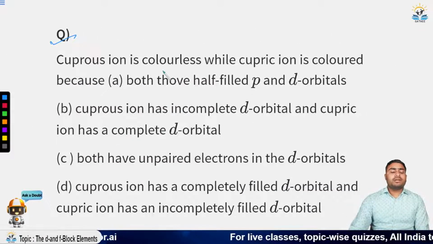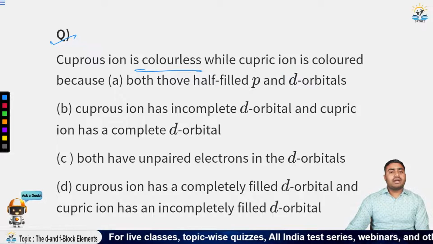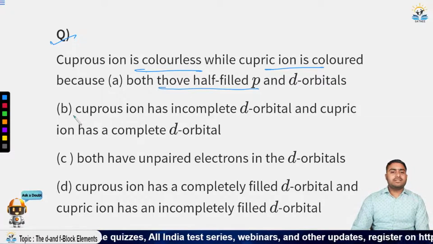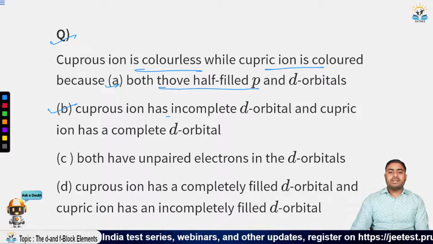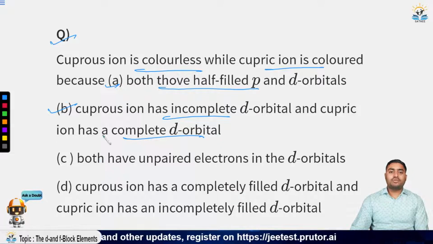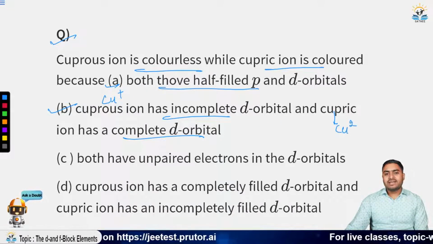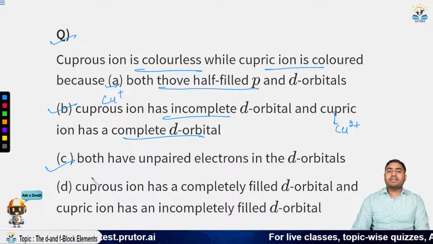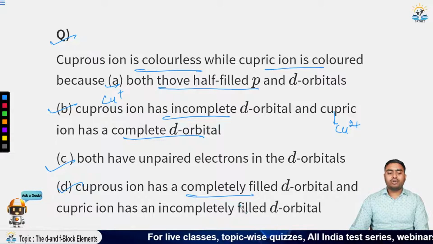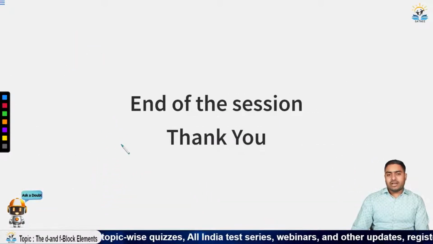Next question you have to practice. Option A: cuprous ion is colorless while cupric ion is colored because both have half-filled p and d orbitals. Option B: cuprous ion has an incomplete d orbital and cupric ion has a complete d orbital. So cuprous means Cu+ and cupric means Cu2+. Okay, now you can write the electron configuration. Option C: both have unpaired electrons in the d orbitals. Option D: cuprous ion has a completely filled d orbital and cupric ion has an incompletely filled d orbital. And this is the end of the session.